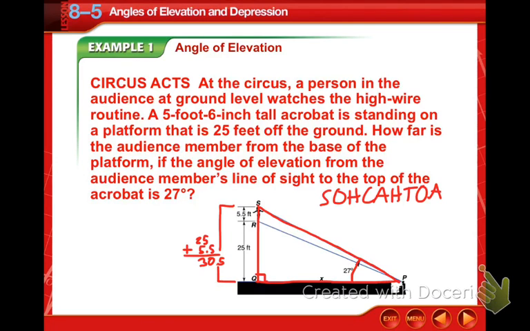The 30.5 is going to be our opposite, right? Because it's on the other side of the angle. That's our O. X is going to be our adjacent. So that's what we're looking for. We have opposite, we're looking for adjacent, and we have our angle. So TOA uses O and A. That's our tangent. So we're going to use tangent. So tangent of 27 needs to be equal to our opposite, which is the 30.5, over our adjacent, which is our x.